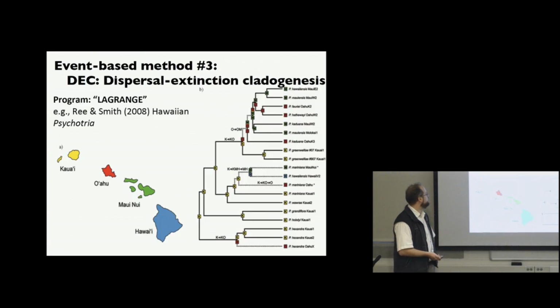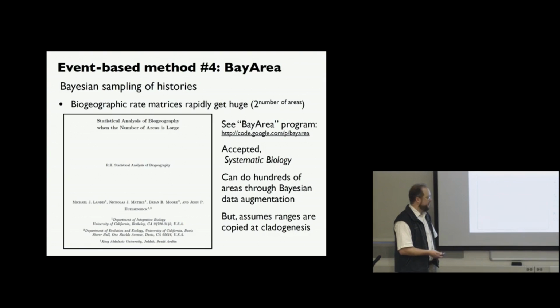All right, so we talked about that. A fourth method is this new paper that I was on called BayArea. It's a Bayesian method. It's basically designed to solve the problem of what to do when you have lots and lots of areas.